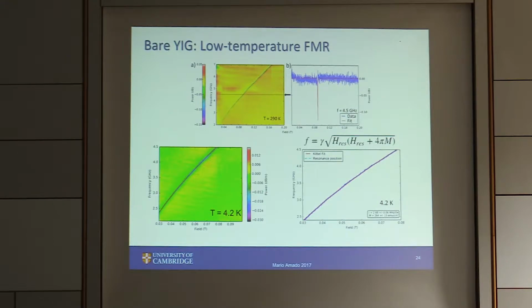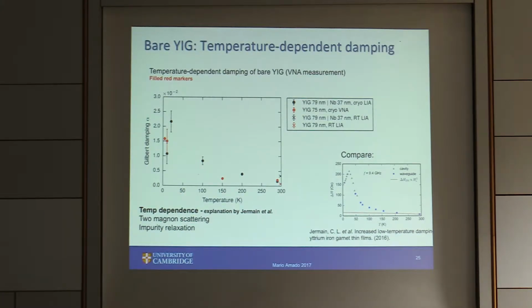Things have started to get a little bit more complicated. We're going down in temperature. Still, is it possible to follow perfectly the FMR of YIG at different temperatures? There is not really much known about what happens below 10 Kelvin. YIG's Gilbert damping parameter apparently increases at low temperature and then starts to decrease. People thought this is coming from two-magnon scattering and impurity relaxation, but it's still something which is under debate.